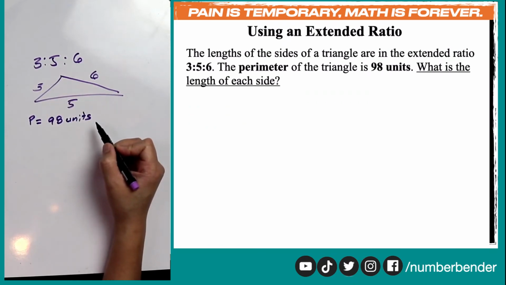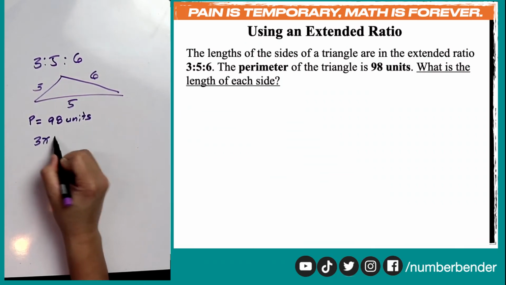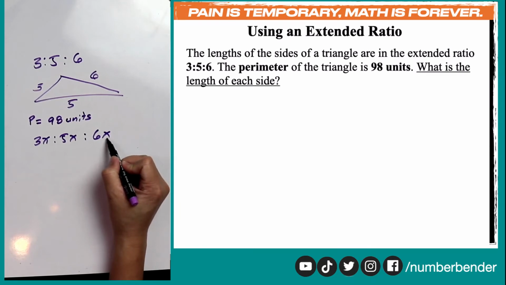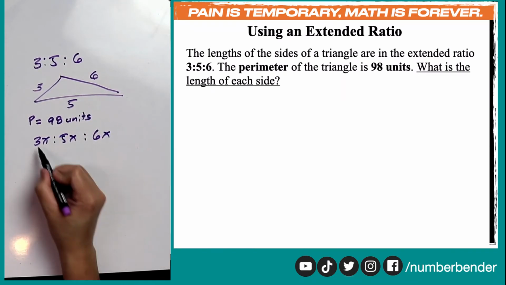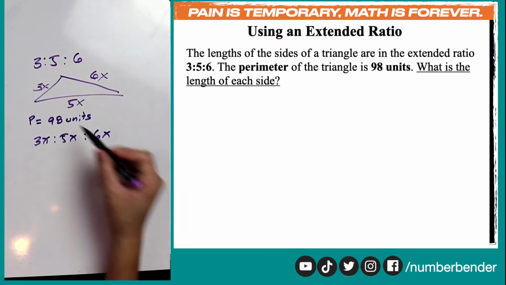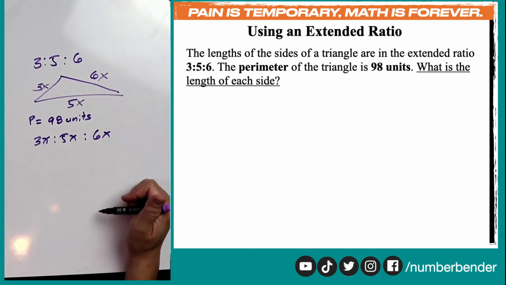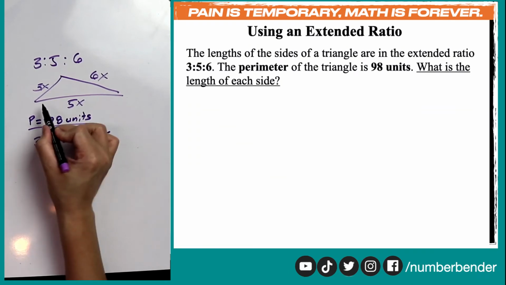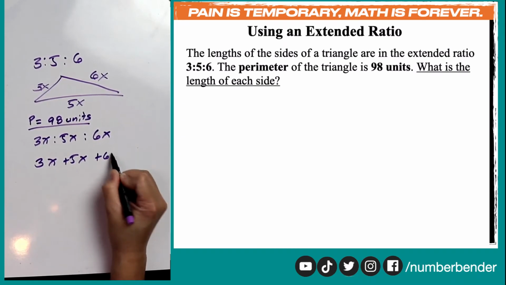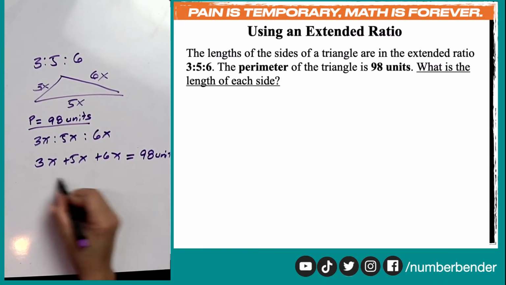And to be able to do that, we're not just going to add 3, 5, and 6. We are going to write out 3x is to 5x is to 6x since we're working on the x value of the lengths of our triangle based on its ratio. So by replacing our numerical values with algebraic expressions 3x, 5x, and 6x, we can now write the equation that will help us find the value of x. Since the perimeter is the sum of the lengths of the sides, we're going to add 3x plus 5x plus 6x equal to its perimeter that we know is 98 units.